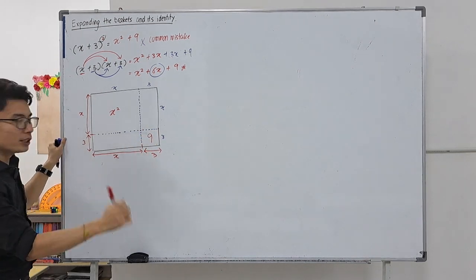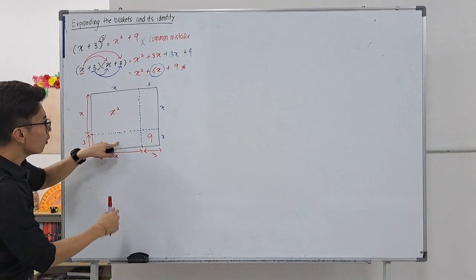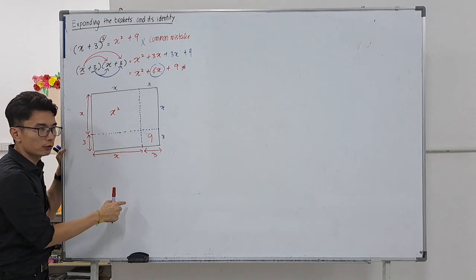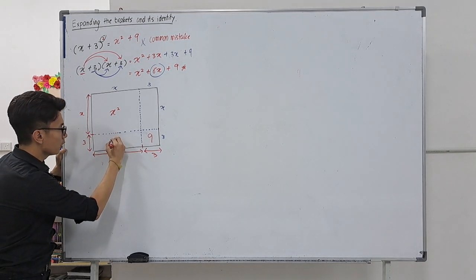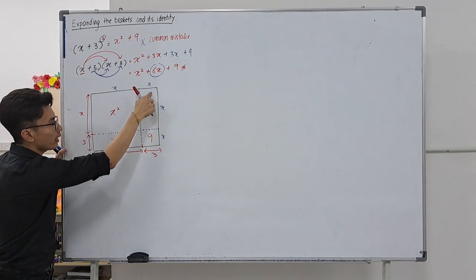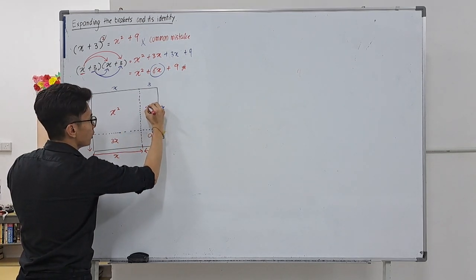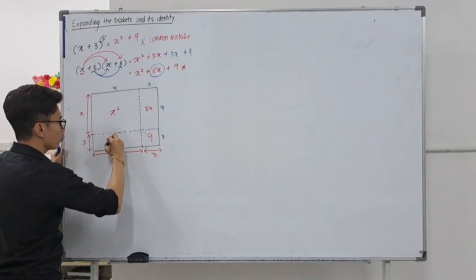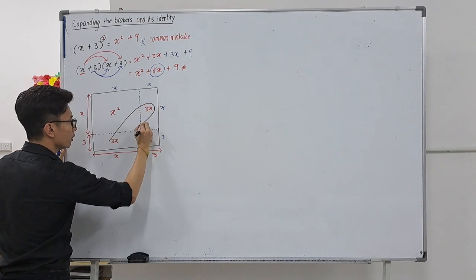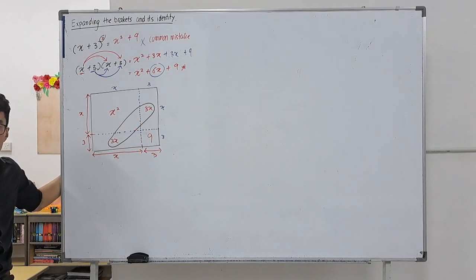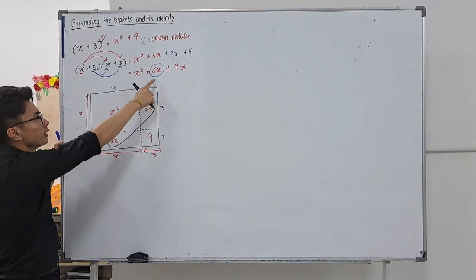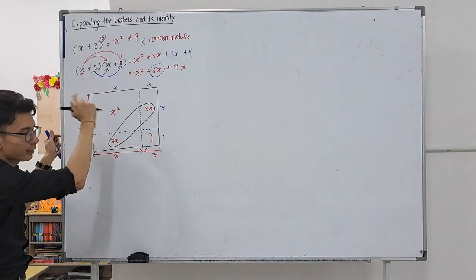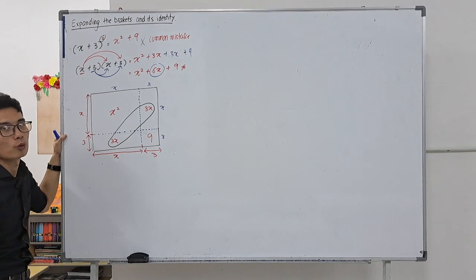All right, can you see what's missing over here? I have 2 more rectangles. What's the expression for this rectangle? That's going to be 3x. And for this rectangle over here, that's also going to be 3x. We can see that both of these are like terms, which means we can add them together. So 3x plus 3x, do I get back this 6x? That's where that 6x comes from. All right, so this is the proof over here.